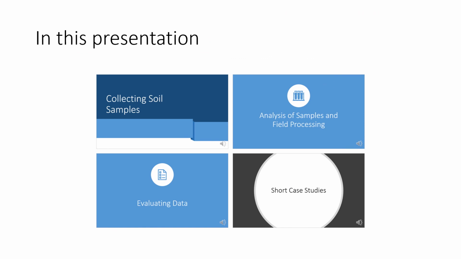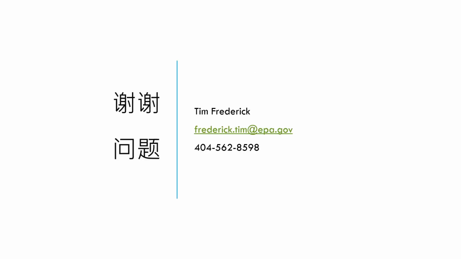I'm going to be talking about how we collect those soil samples in the field, the analysis of samples, and as importantly, the field processing that may need to be done to make sure that you get quality results. Talk a little bit about how we evaluate the data to make sure that it meets our data quality objectives. And I'll end with a few short case studies kind of illustrating some of those points. And with that, we'll conclude our overview of HRSC tools and techniques for sampling soils.